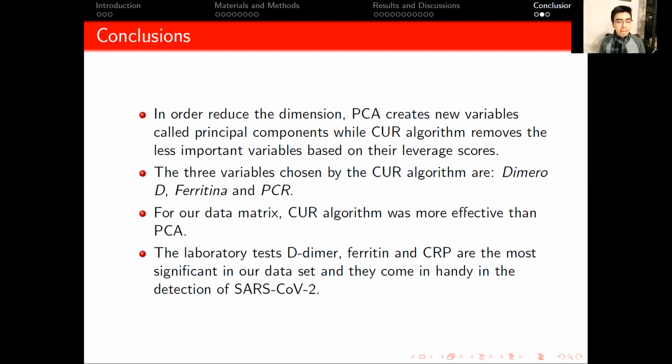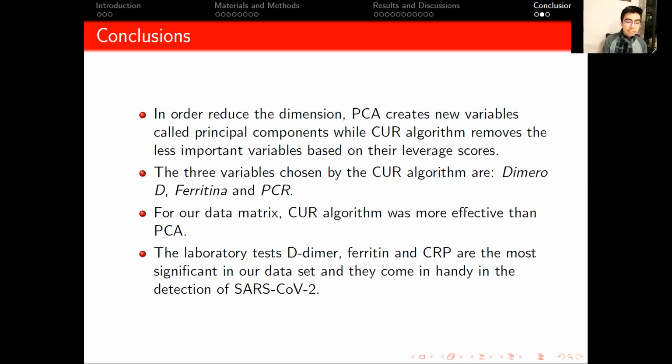This exploratory data analysis leads us to the conclusion that the laboratory tests D-dimer, ferritin, and CRP are the most significant in our data set, and they come in handy in the detection of SARS-CoV-2. For that reason, and taking into account that COVID-19 is a new disease, we suggest clinical research related to the detection of SARS-CoV-2 to consider them.